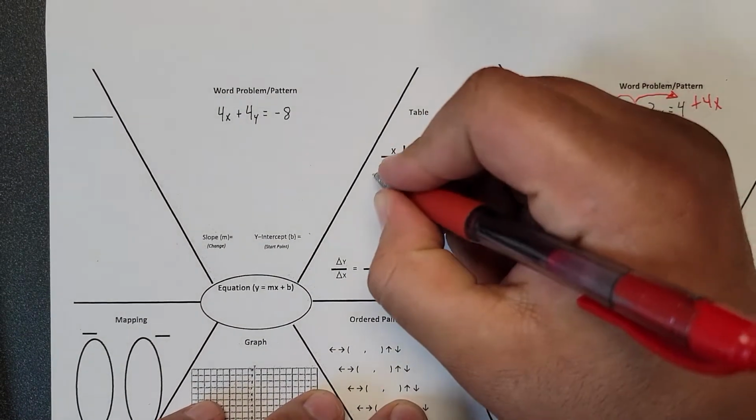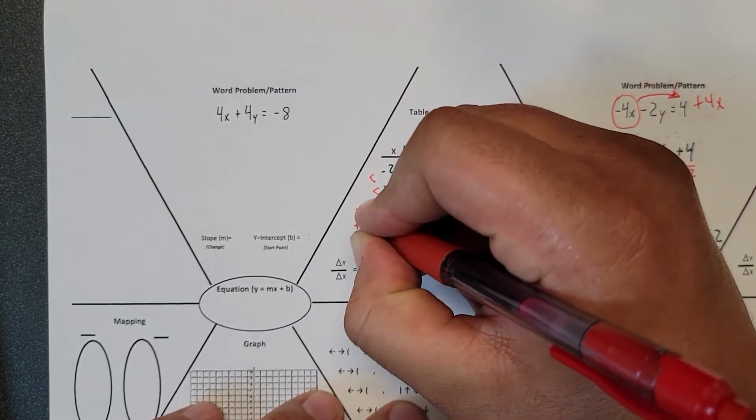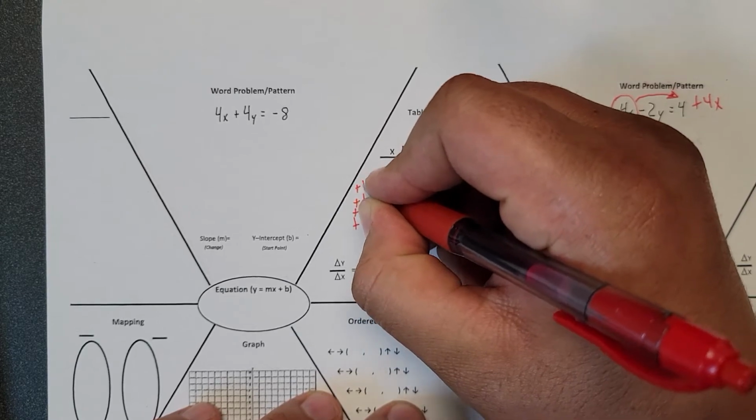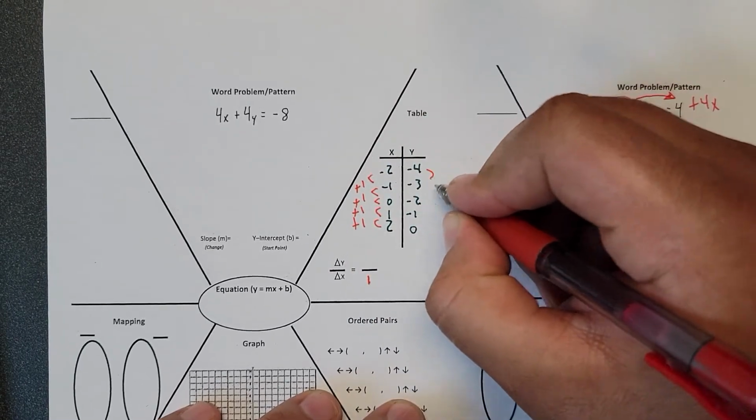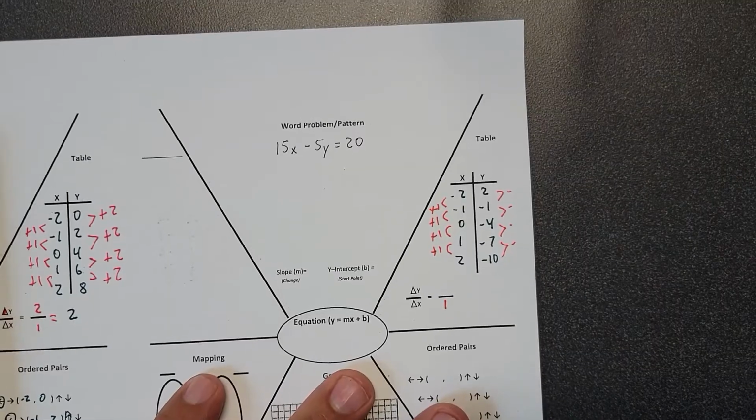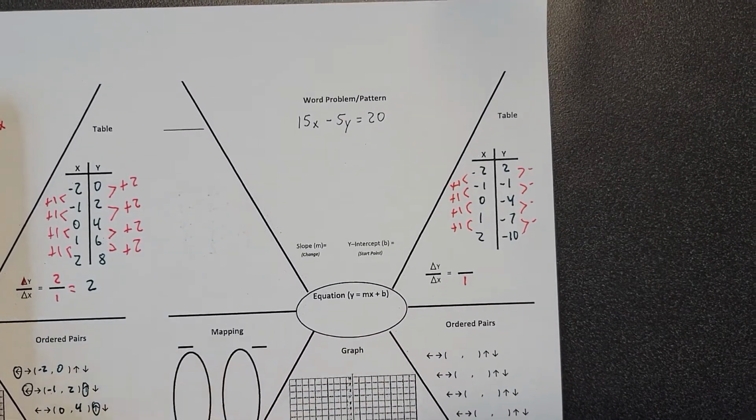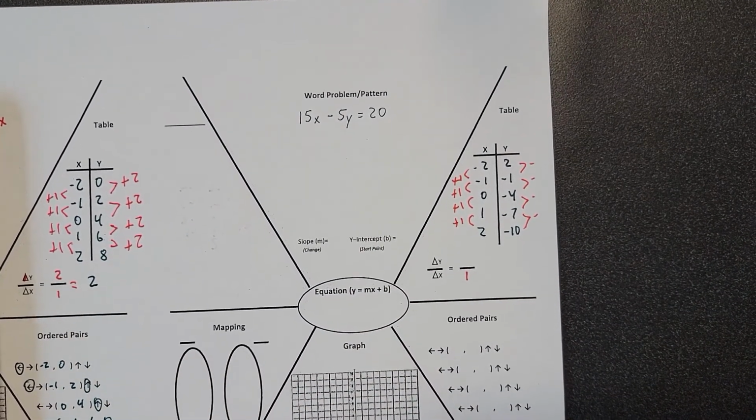And remember, the delta x is always going to be +1. So 1 on the bottom, just figure out what's happening here. On the other side. And here's the table for the other side. All right. So go ahead, get it done.